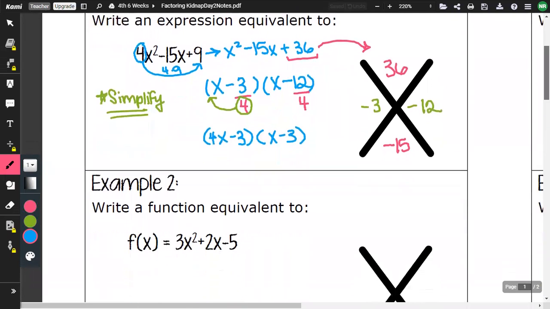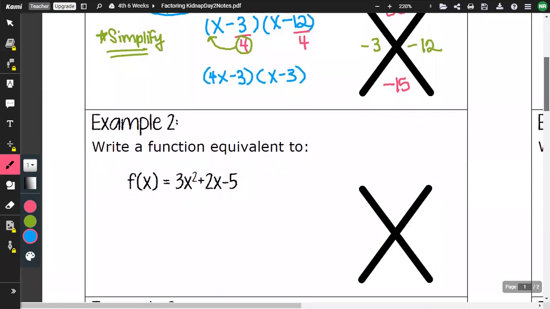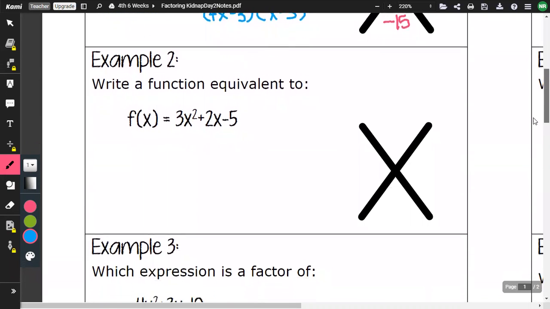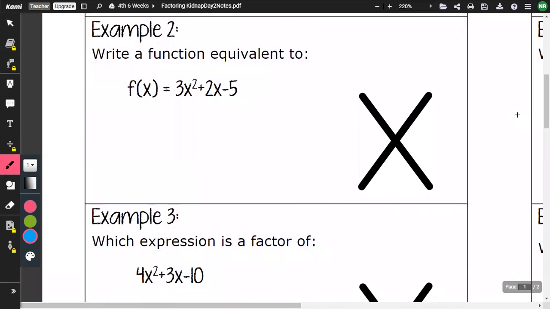All right. Let's take a look at the next one. Another way that they could word a problem like this is it would say write a function equivalent to. What makes this one a function? What did they add to it? F of x. They put an f of x equals in the front. Does that change how we work this problem out? No. Okay, so since we see a number in front of the squared term, what do we do to it? Take it to the back. And what do you do when you take it to the back? Multiply. So it becomes x squared plus 2x minus what?